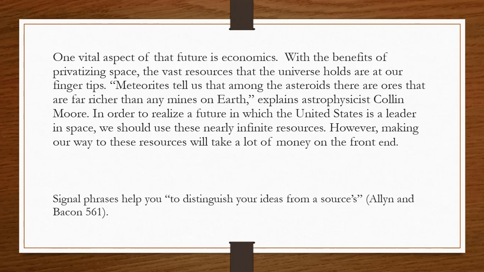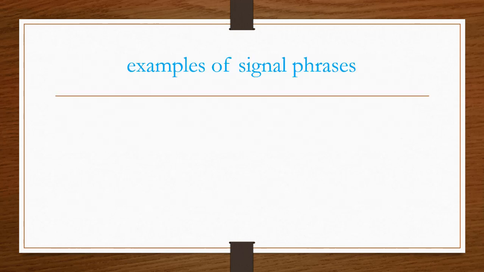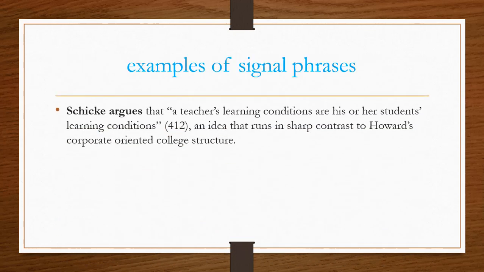So here's an example of that. Same paragraph, now it's corrected. Now at the end of that paragraph, we see these words, explains astrophysicist Colin Moore. That helps you to distinguish your ideas from the sources, and it helps the reader distinguish your ideas from the sources. Here's some examples of signal phrases.